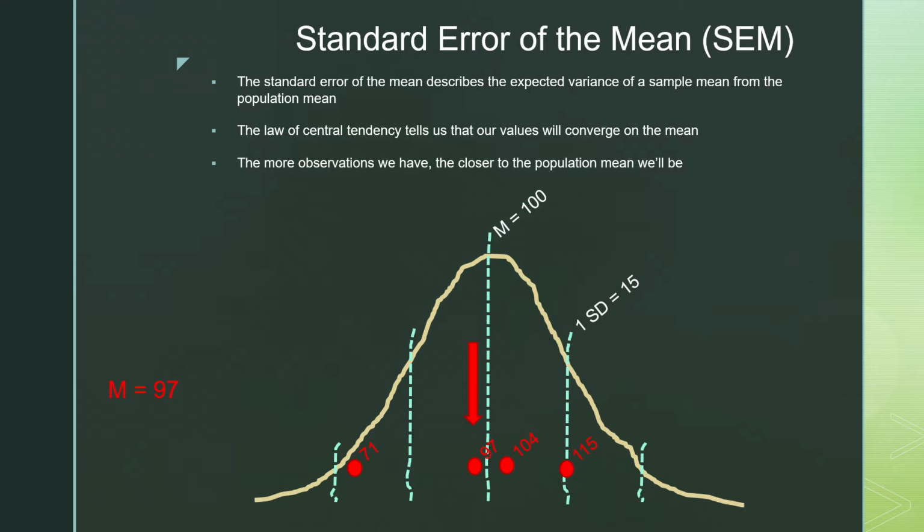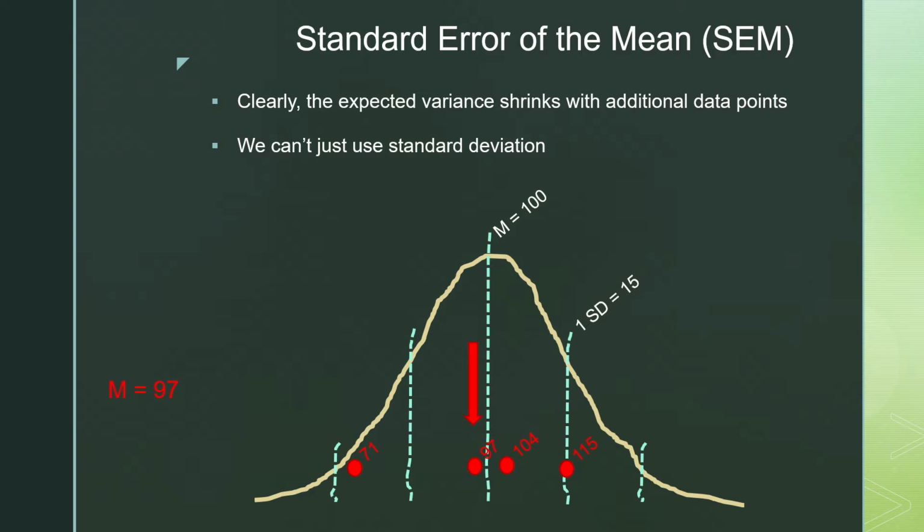So you can see that with more data points, even though they can be kind of far away sometimes, like we have one that's 1 standard deviation away, one that's almost 2 standard deviations away, we do have 2 that are really close to the mean. And this is what we would expect with a normally distributed set of data. The mean is going to inch incrementally closer to the population mean, but it won't quite ever be the population mean. So clearly the expected variance is going to shrink with these additional data points. If we had 10 instead of 4 data points, we'd be a lot closer to 100.